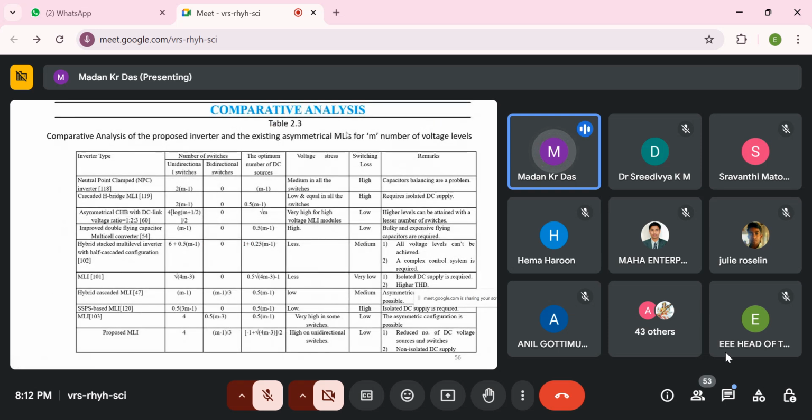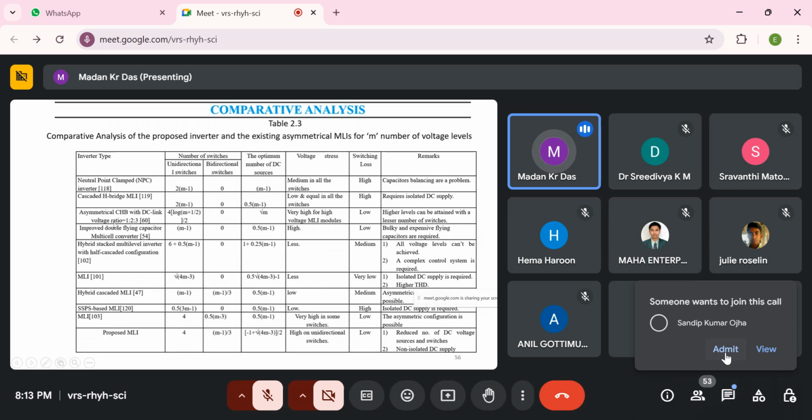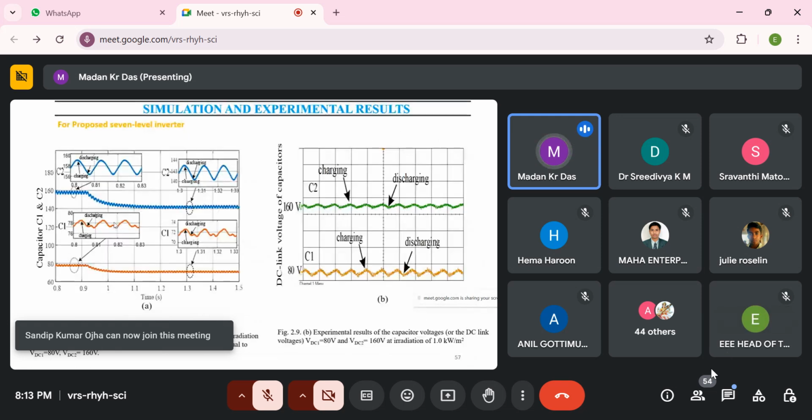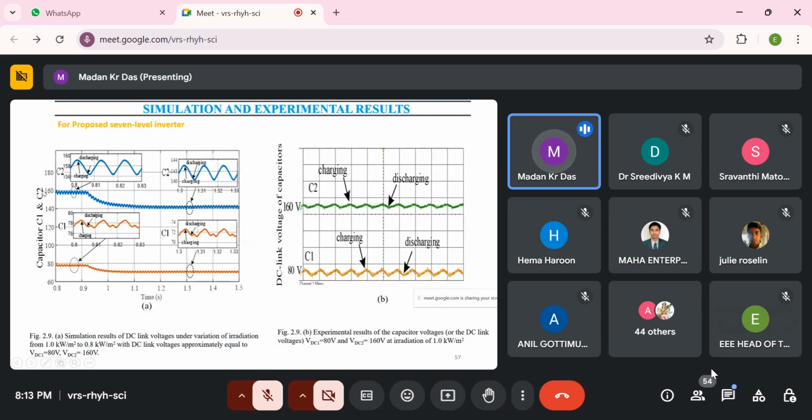Now, comparison of the conventional inverter with the 7-level reduced switch inverter. This is a comparison table of voltage stresses, switching losses, switches, unidirectional, bidirectional, and number of DC sources. We have compared the other inverters with the proposed 7-level and 13-level inverters. This is the table, and this is capacitor C1 and C2.